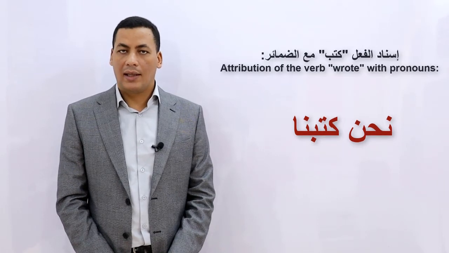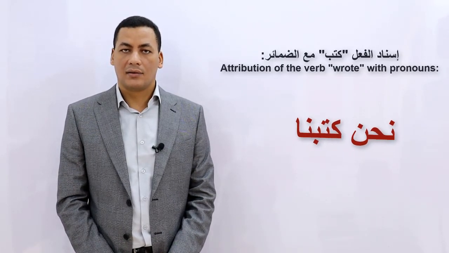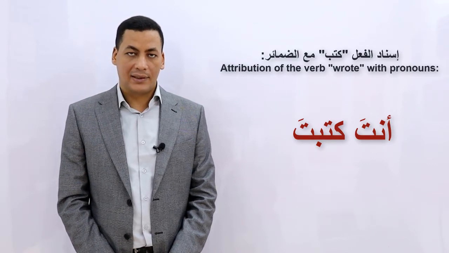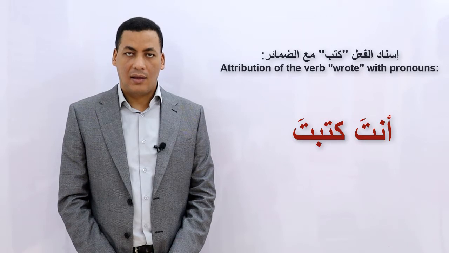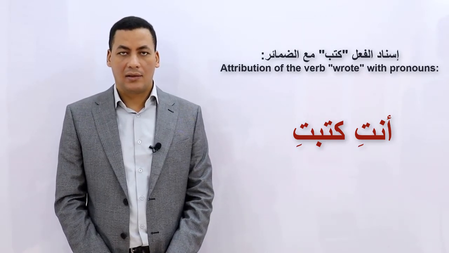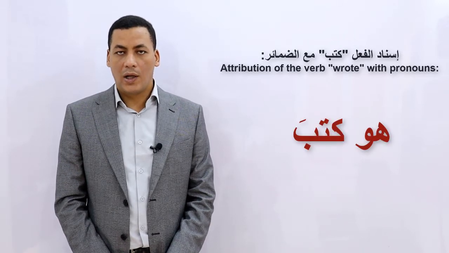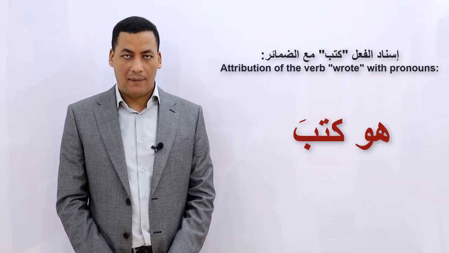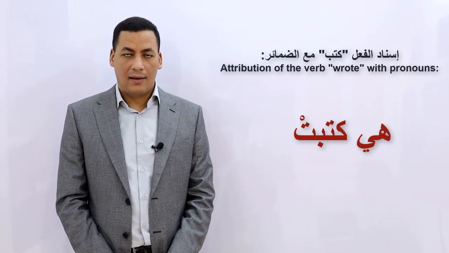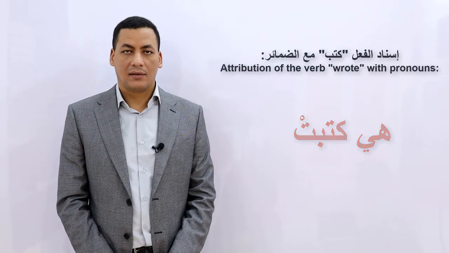نحن كتبنا. أنت كتبت. أنتِ كتبتِ. هو كتب. هي كتبت. So this is how we conjugate the verb in past tense with the main pronouns.